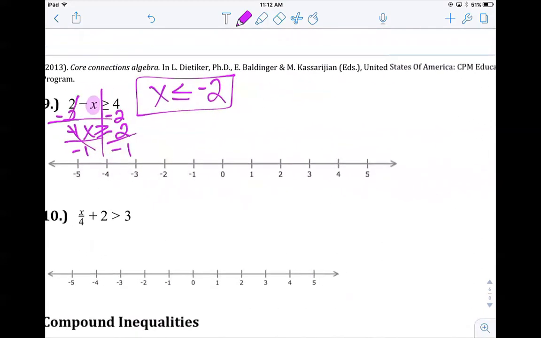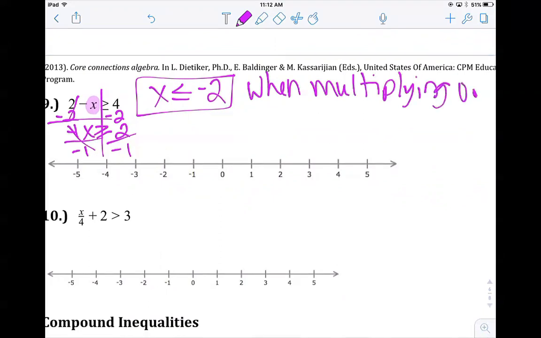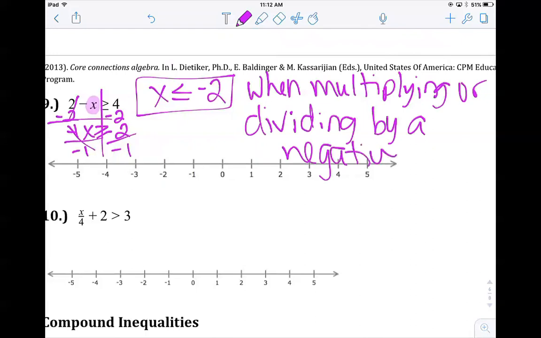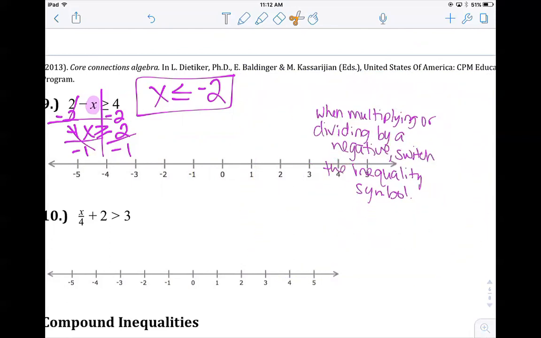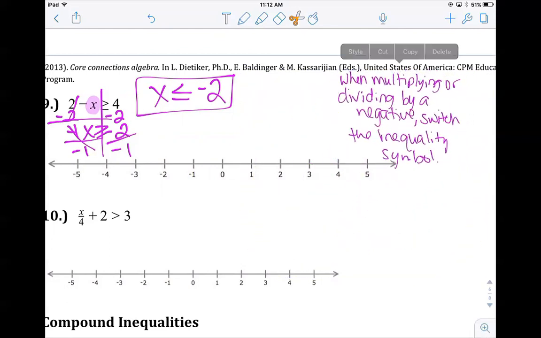So you might want to make yourself a note. So when multiplying or dividing by a negative, you're going to switch the inequality symbol. And I apologize for my handwriting on the iPad. So when you multiply or divide by a negative, you are going to switch that inequality symbol every time. And this is where people make the biggest mistakes. They forget to do that.